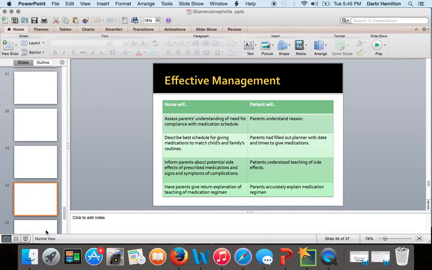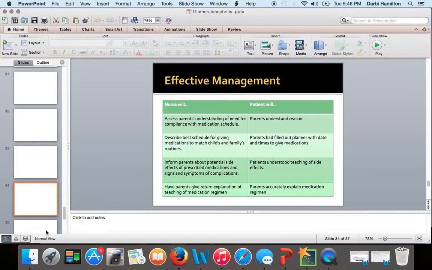Nursing interventions. Assess parents' understanding of needs for compliance with medication schedule. Parent understands reasons. Second intervention, describe best schedule for giving medications to match child and family's routines. Patient response. Parents have filled out planner with date and times to give medications.